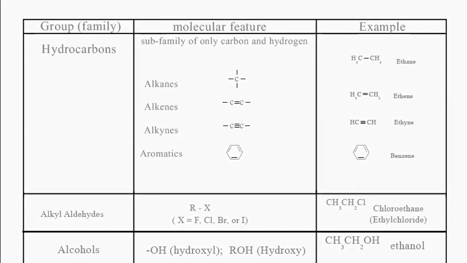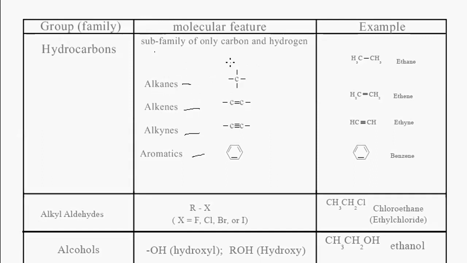Alright guys, so today we'll learn about some common functional groups, their molecular features and their examples. So we'll start with the hydrocarbons. The hydrocarbons can either be alkanes, alkenes, alkynes, or aromatic hydrocarbons. They are the subfamily of only carbon and hydrogen without other elements.